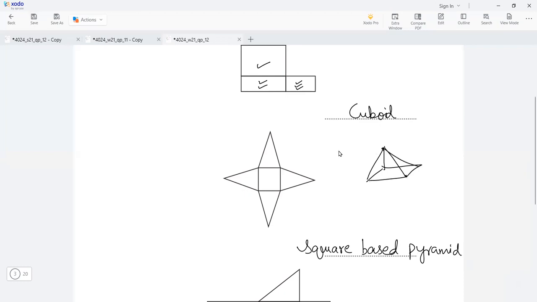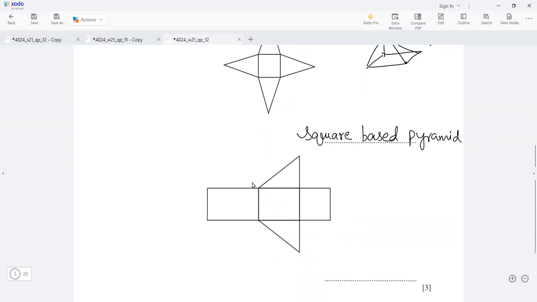So this is the apex point. If we join all of the corners, it looks like a pyramid. So what about the next shape? You can see these two shapes are the same, so it will not be a pyramid.